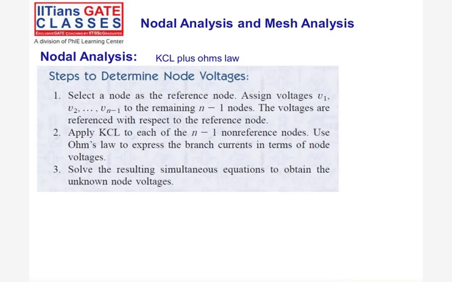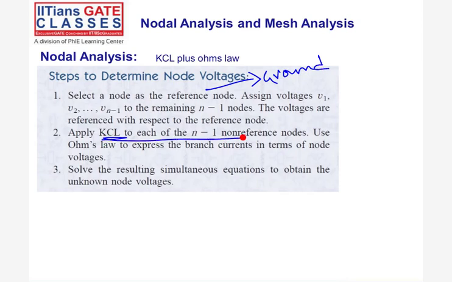For all the remaining n minus 1 nodes, you have to assign the node voltages, and apply the KCL at the n minus 1 non-reference nodes. Use Ohm's law to express the branch currents in terms of node voltages. Remember, branch currents in terms of node voltages. You have to remember this. This is how you do nodal analysis and solve the resulting simultaneous equations to obtain the unknown node voltages.